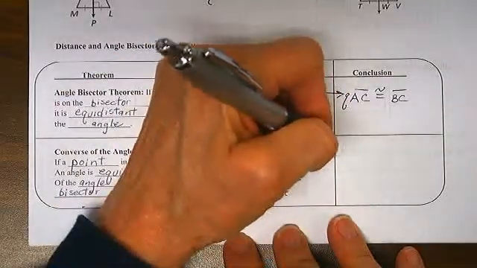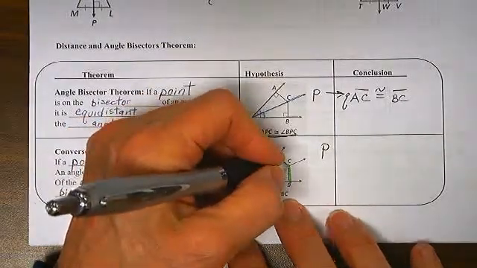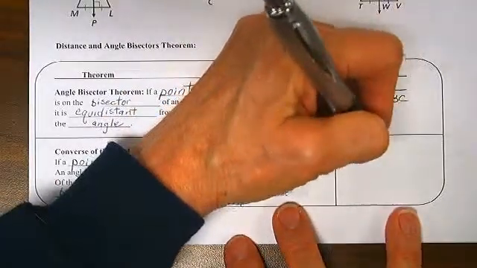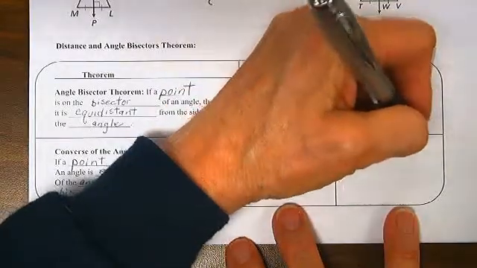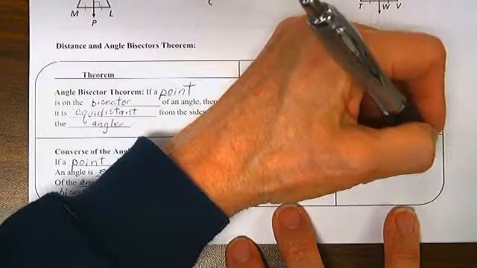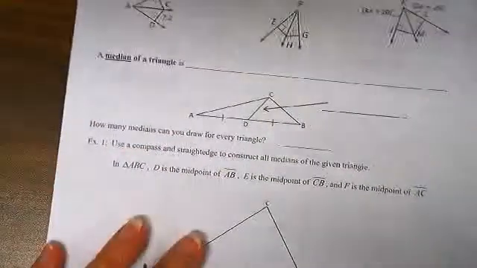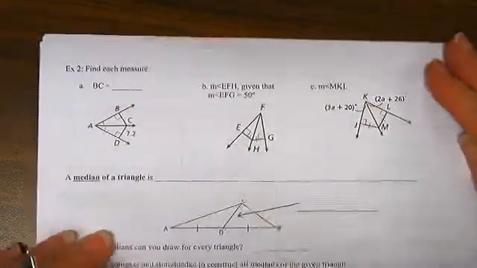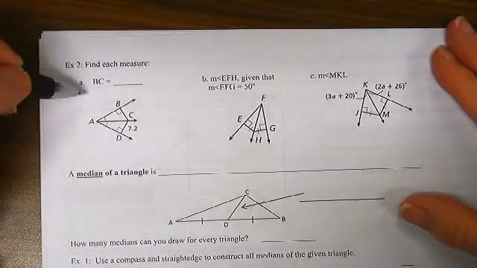So, if AC is congruent to BC, then angle APC is congruent to angle BPC. Good. Continuing right along, how do we use this? Well, we're going to study triangles extensively. Triangles are the foundations for trigonometry and some of bridge building. Find each measure. What do we have?